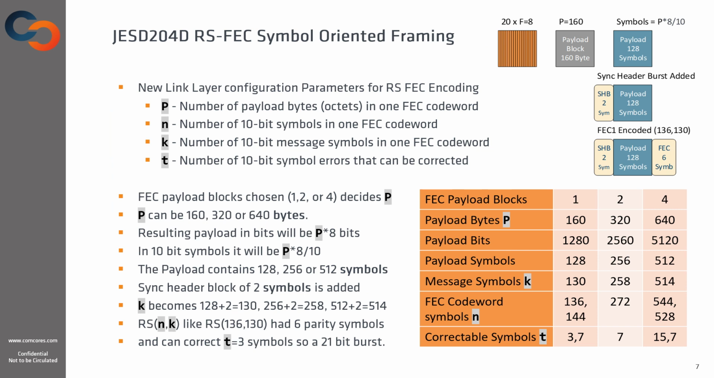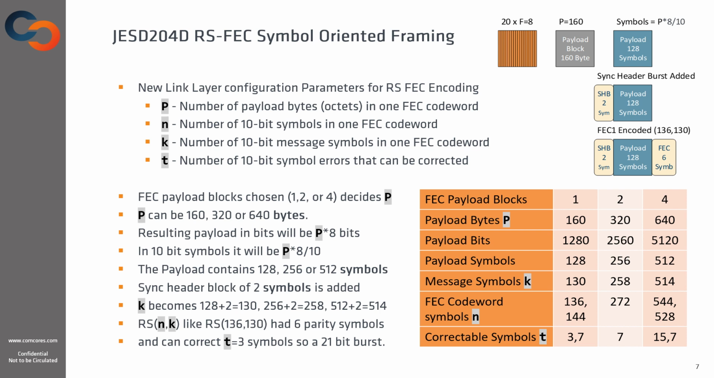Now let's dive a little bit deeper into the world of Reed-Solomon forward error correction and how bytes become 10-bit FEC symbols, and how JESD204D will build FEC code words with sync header burst and parity symbols attached. A few new letters appear here that should be relevant in the standard. One of them is P, indicating how many payload bytes will make up a single FEC code word. This can be 160, 320, or 640 bytes.